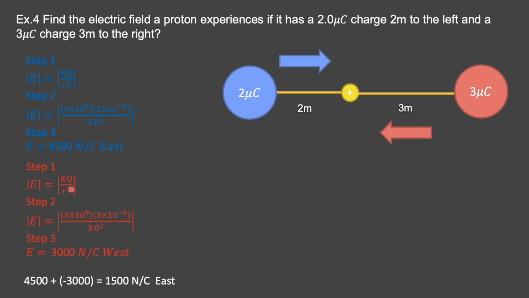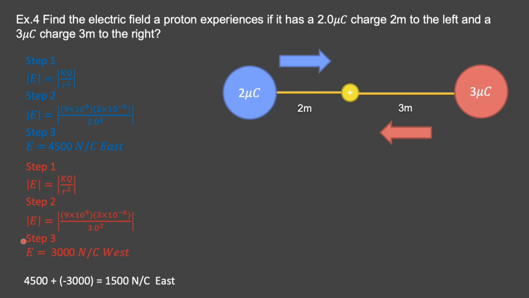And now when we look at the 3 microcoulomb charge, we can find out using the same formula by plugging in 9 times 10 to the 9, which is Coulomb's constant again, times the 3 times 10 to the negative 6, which is equal to 3 microcoulombs, and the 3 meters distance that it is away from the test charge, which is being squared.